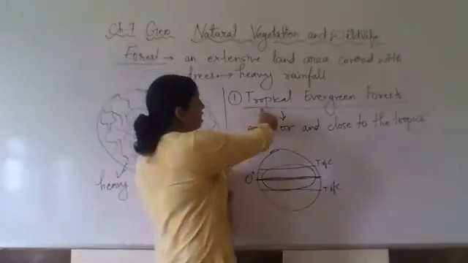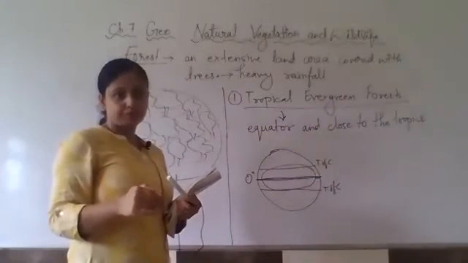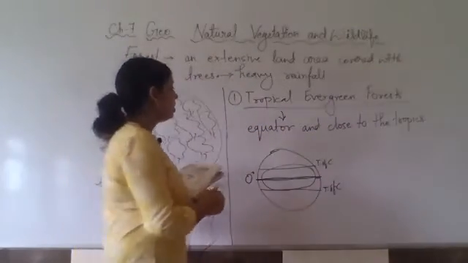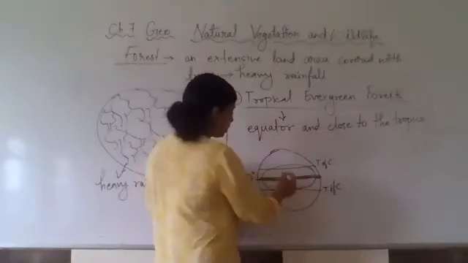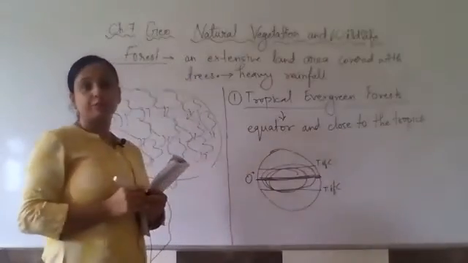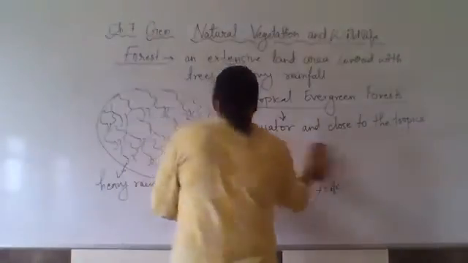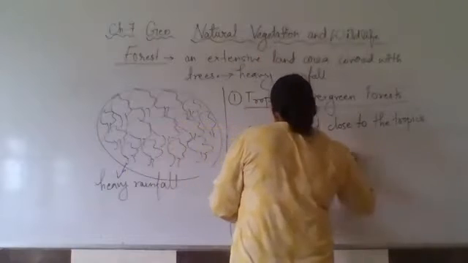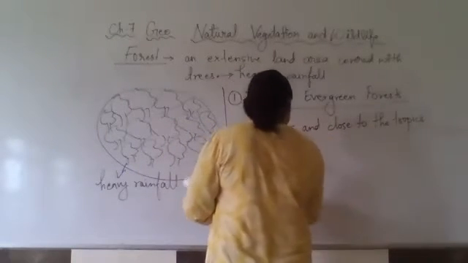So these trees, tropical evergreen forest, they grow near the equator and close to the tropics. That is these areas. Understood? So they grow near the equator and close to the tropics.